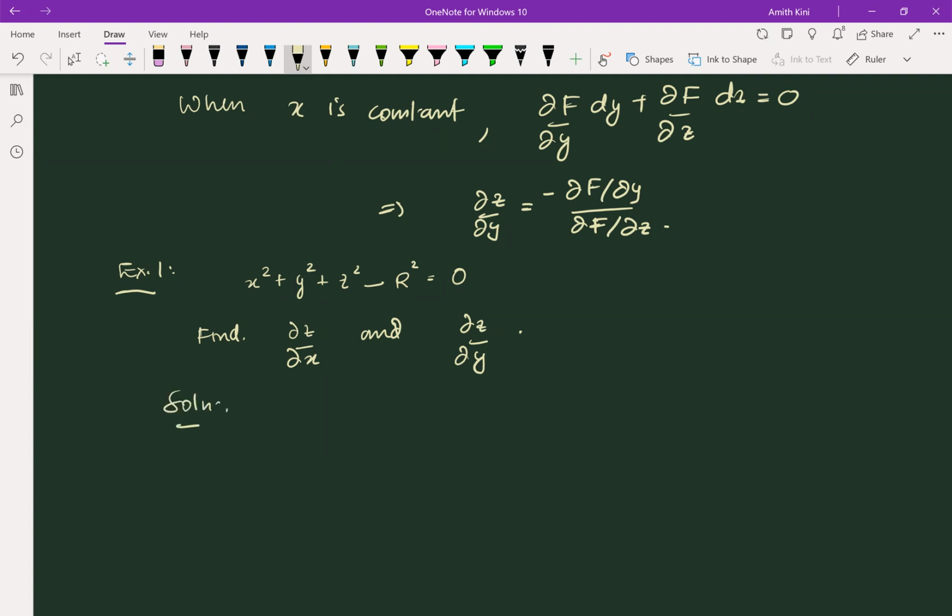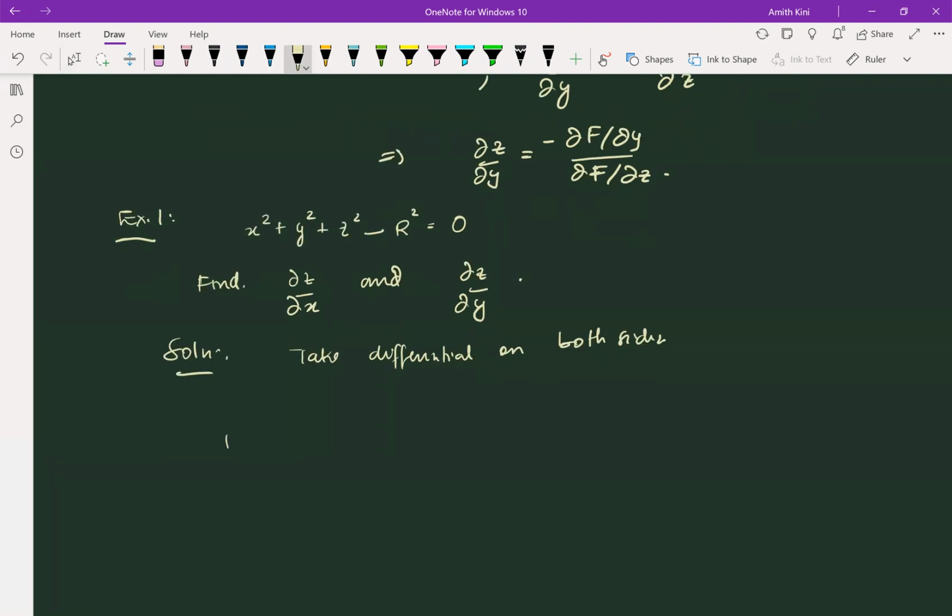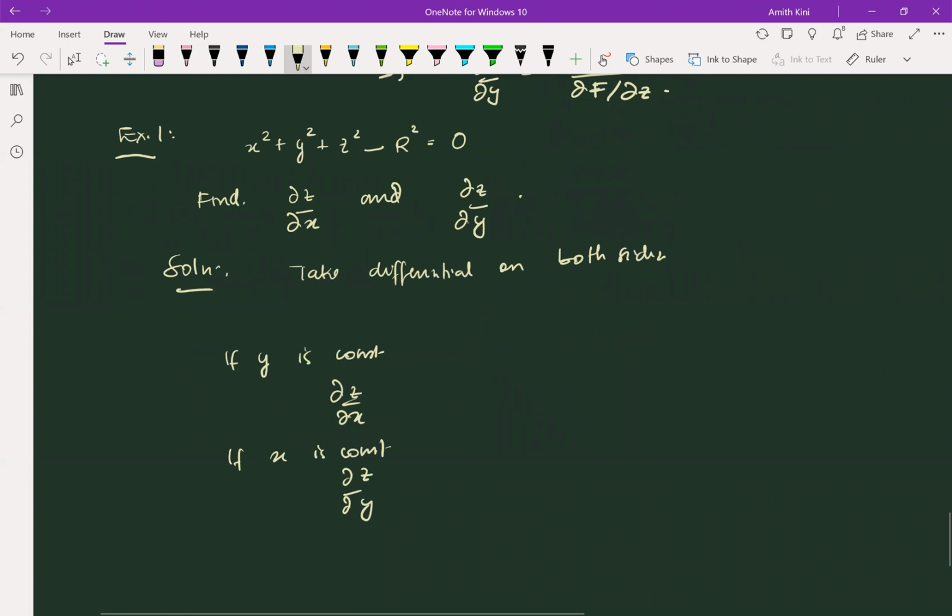So what I mean is, take differential on both sides. First take the case where y is constant and you'll get del z by del x. Take the case where x is constant and you'll get del z by del y. That's all. I think this is easy.